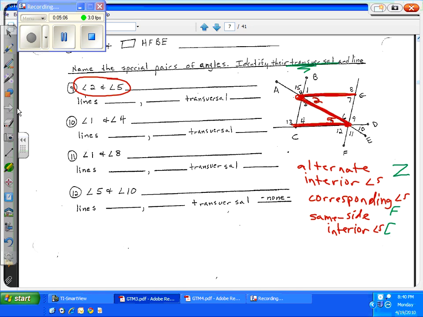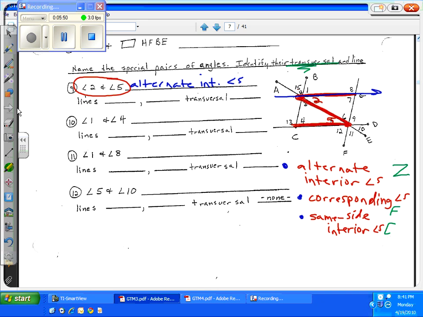Now, we have formal definitions that we really should know. We say that alternate interior angles are two non-adjacent interior angles on opposite sides of the transversal. Corresponding angles are two angles in corresponding positions relative to the two lines, and same side interior angles are two interior angles on the same side of the transversal. Looking at 2 and 5, though, visually what we're going to see is the letter Z. So we would say that they are alternate interior angles. You can do some abbreviating.